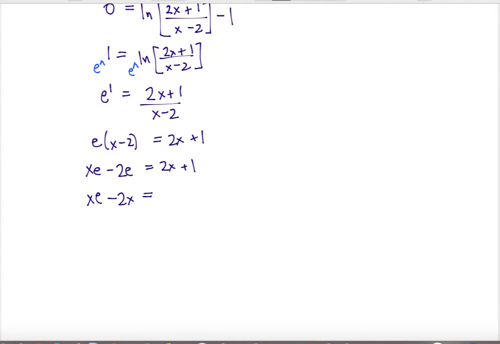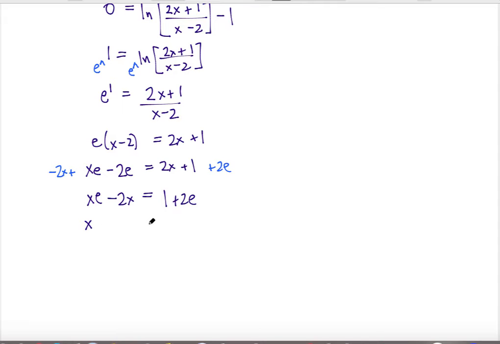And when I move this over and subtract the 2x, I'm going to go ahead and add 2e to the other side. So again, what I'm doing here is I am subtracting 2x from the right side, and I am adding 2e to the right side, which gets rid of it. Or I'm technically doing this on both sides. So then I have 1 plus 2e on the right-hand side.